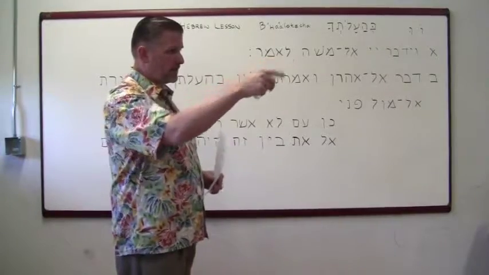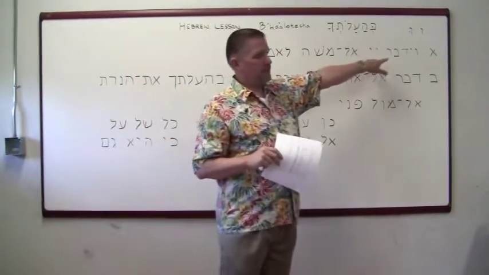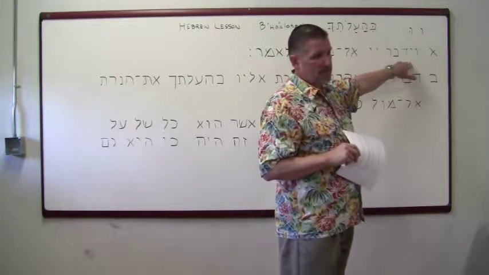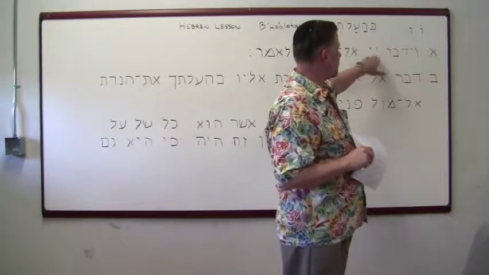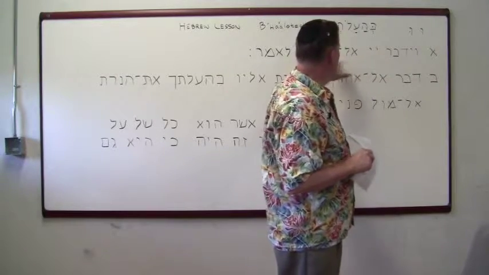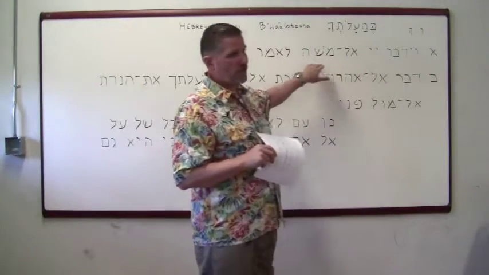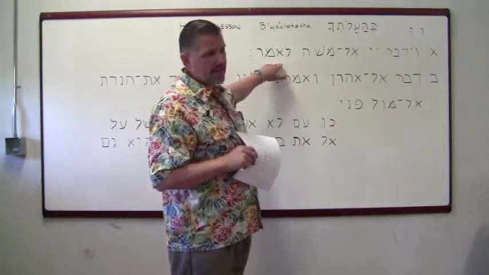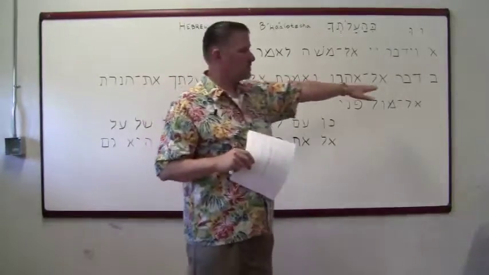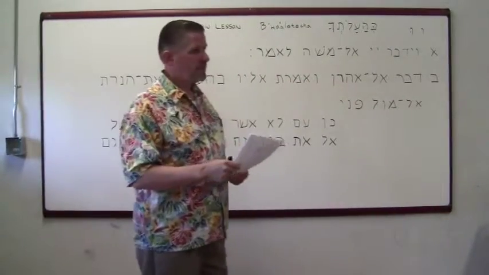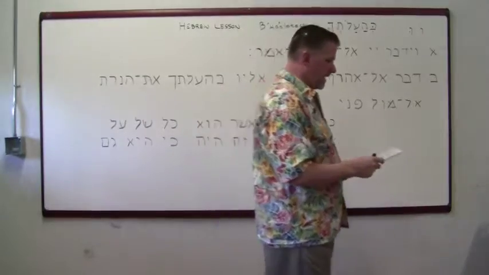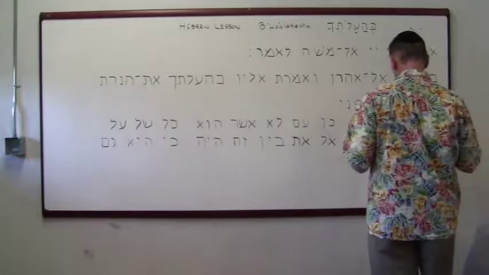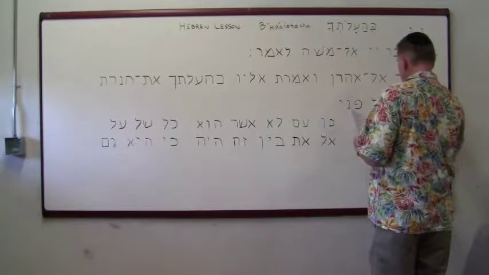So back to your question again, okay? What does this mean, right? And so we say it means Vadaber, and spoke, right? Adonai, El Moshe, to Moses, right? Lemor, saying. And then verse 2. Okay? Let's go ahead and do these, break them down by syllable here.